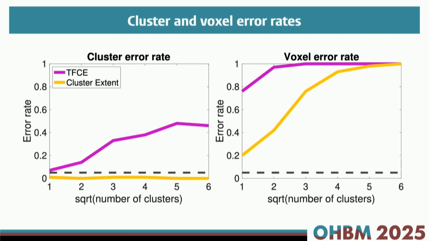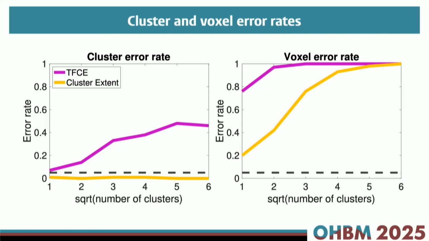So the thing with TFCE is that it doesn't have very good error rate control. On the left side, I've shown you the cluster error rate. This is the error rate of finding a false positive cluster. And there we can see that cluster extent thresholding, the standard thresholding method, properly controls the false positive rate, which is over here. So this is the number of clusters across the error rate. And what we see here is that TFCE has a much higher cluster error rate.